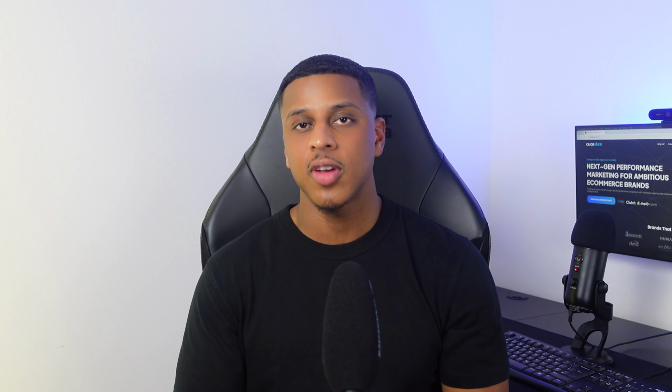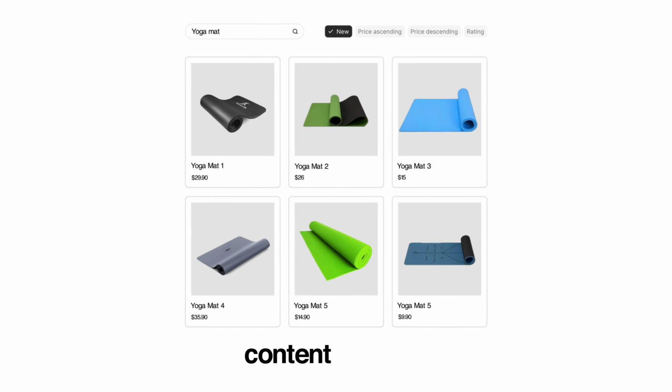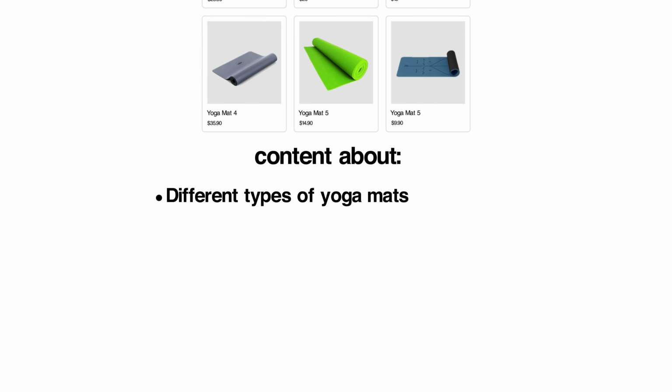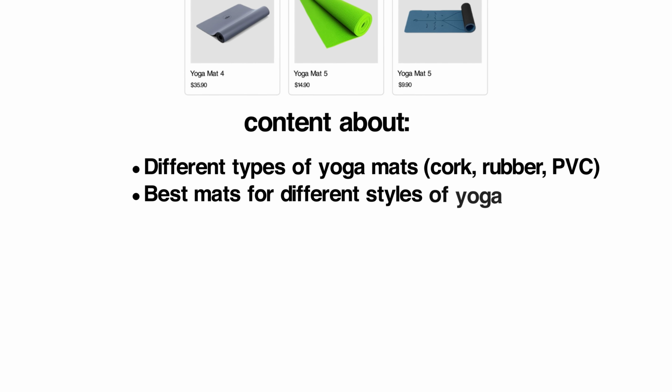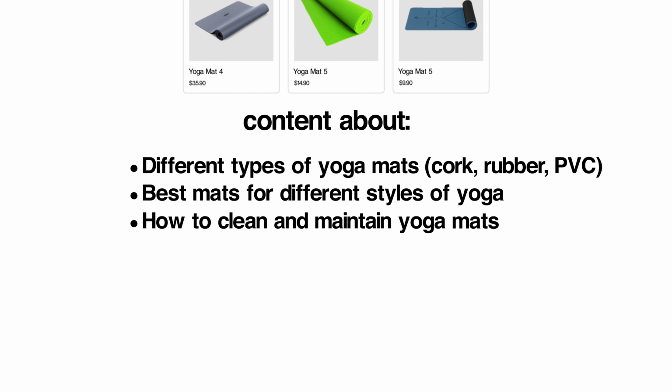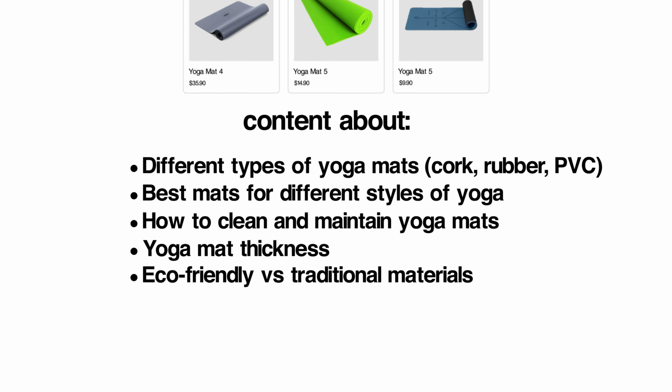First, you want to understand what topical authority means, and it's about becoming the go-to resource in your niche, especially across your product category. Let me give you an example. Say you sell yoga mats. Instead of just having product pages, what you need is content about different types of yoga mats. For example, cork versus rubber versus PVC, or best mats for different styles of yoga, how to clean and maintain yoga mats, yoga mat thicknesses, eco-friendly versus traditional materials. All of this content helps Google understand that you are an authority in the yoga mat space.